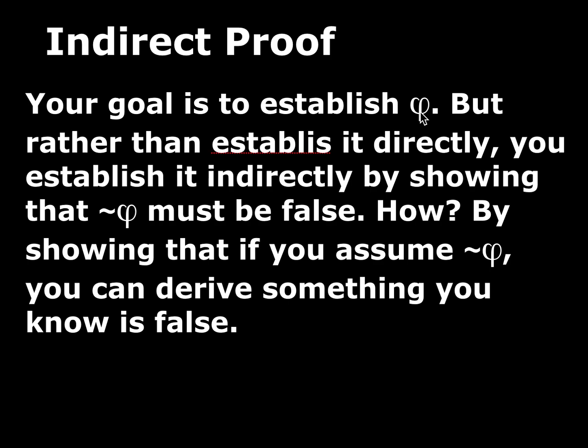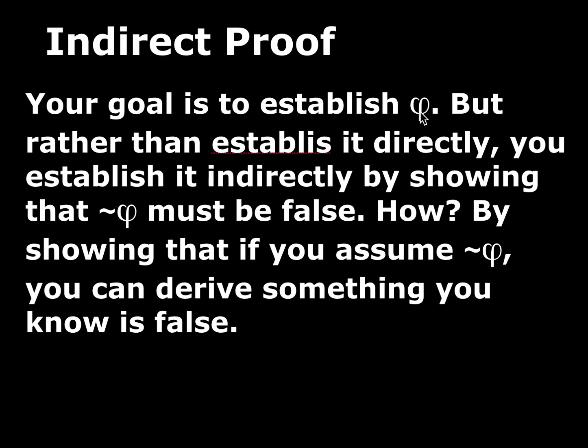Now, of course, if you could figure out how to derive it some other way, just using the rules, you'd do that. But suppose it's not immediately obvious to you how to do it. Or maybe you're just lazy and you're pretty confident with indirect proof, so you're just going to do indirect proof. How does that work?